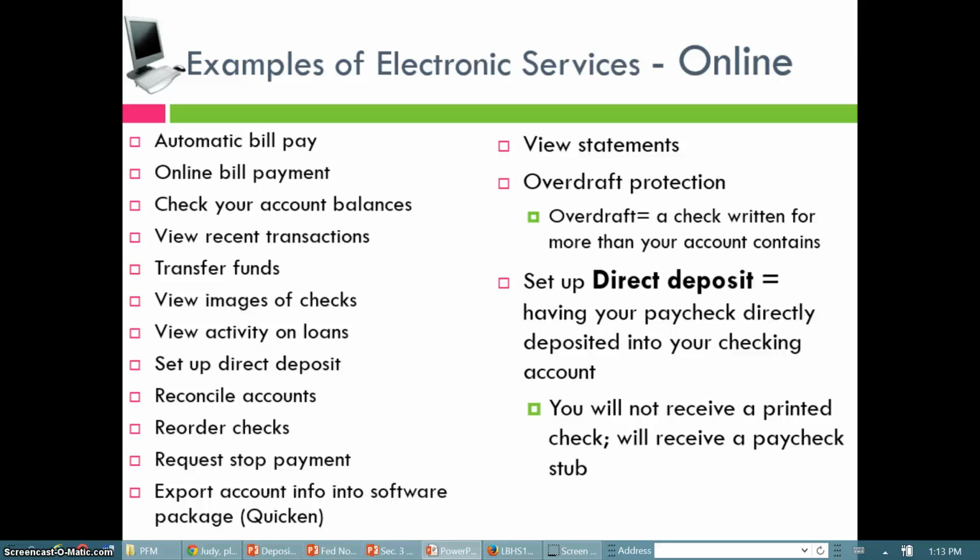You can also set up direct deposit, which is having your paycheck directly deposited into your checking account when it is payday, so you don't have to go by your employer to pick up your check. Then you will no longer receive a printed check, you'll receive a paycheck stub, and that amount will already be in your account. It also will protect you from writing bounce checks or going into insufficient funds by having overdraft protection. A check written for more than your account contains would then automatically go into your savings account to pull the money that was needed to cover that check, so you did not bounce a check.